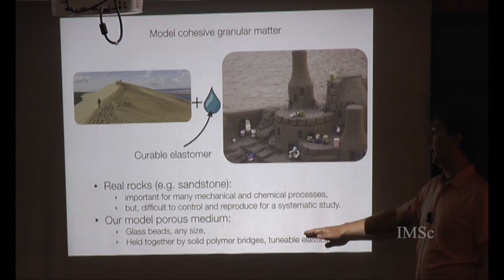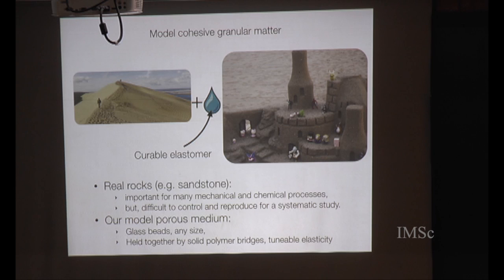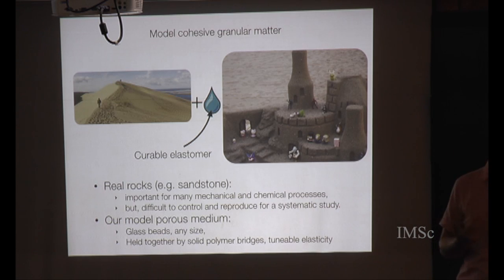So basically, we've got glass beads held together by plastic bridges. We can change the stiffness of the bridges, we can change the volume of the bridges, we can change the size of the particles. Using this, we can have a tunable elasticity, we can have a tunable fracture toughness, and we can have tunable other properties like permeability or porosity. And so it's also an inert scaffold if you want to look at chemical or biological processes.